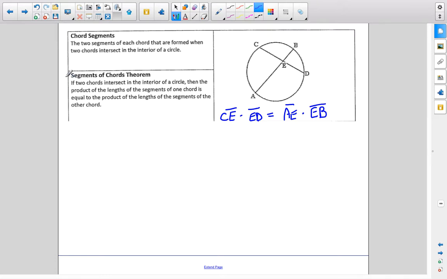Okay, and that's called the segments of chords theorem. If two chords intersect in the interior of a circle, then the product of the lengths of the segments of one chord is equal to the product of the lengths of the segments of the other chord. So this chord segment times this chord segment equals this chord segment AE times this chord segment BE.